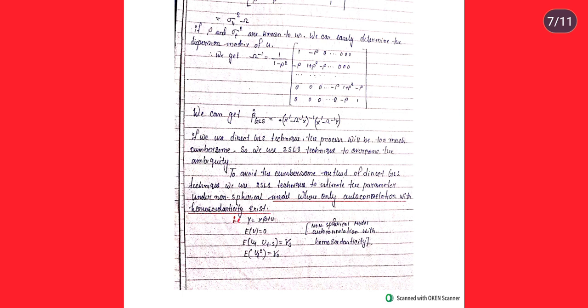Only autocorrelation with homoscedasticity exists, then y is equal to X beta plus u, expected value of u is equal to 0, the expected value of u_t and u_{t-s}, that is the autocorrelation between successive values, equals gamma s, and the expected value of u_t squared, that is the variance, equals gamma 0. So the expected value of u_t u_{t-s} is a covariance term, and the expected value of u_t squared is a variance term. Variance is gamma 0, covariance is gamma s.